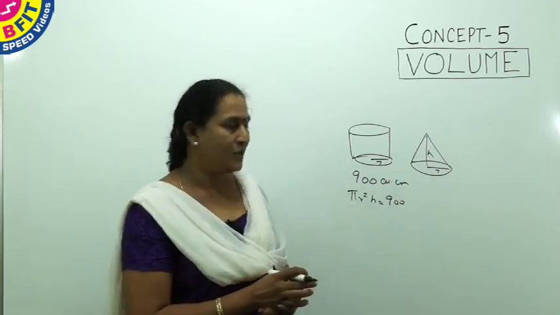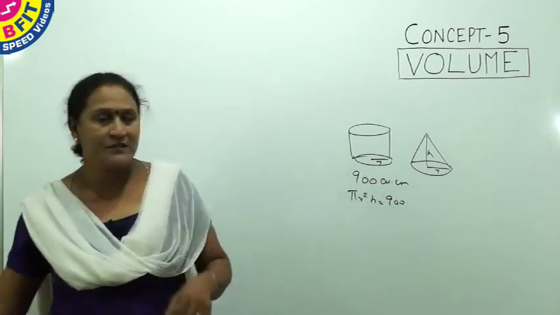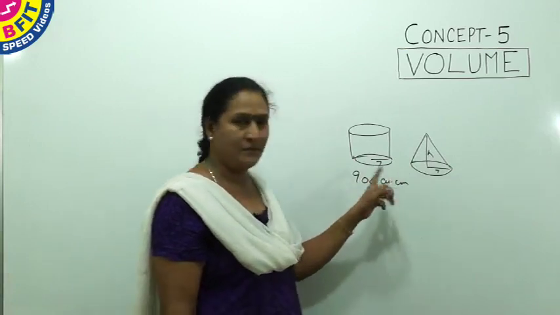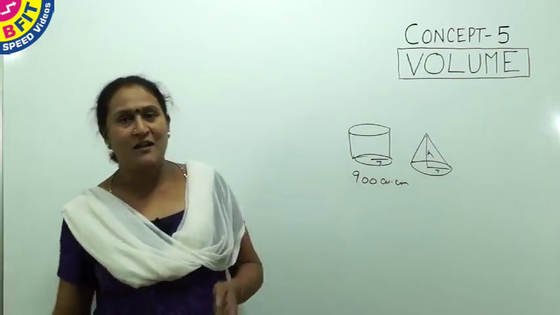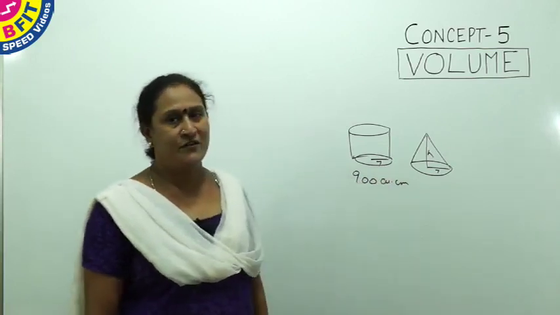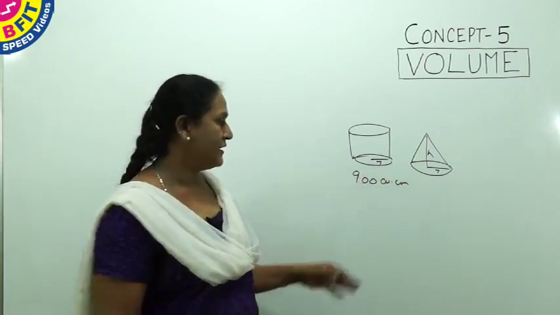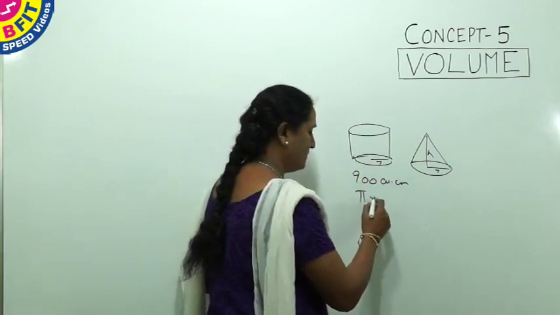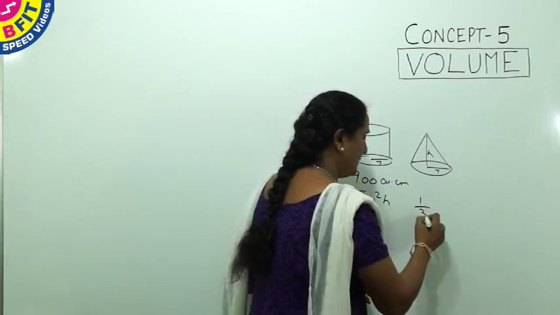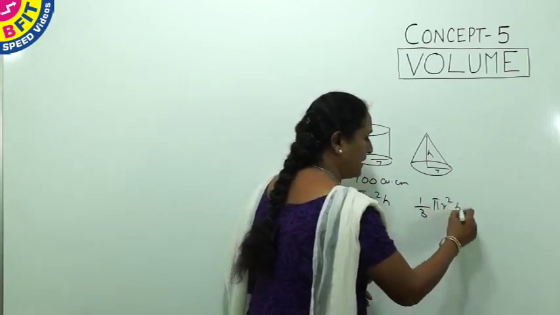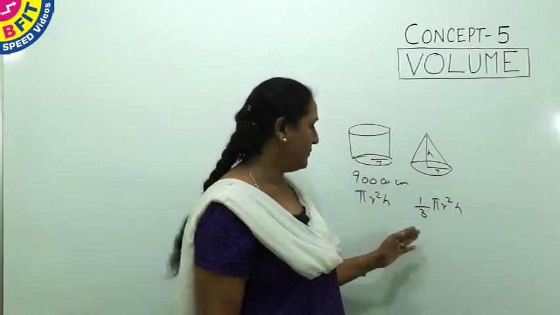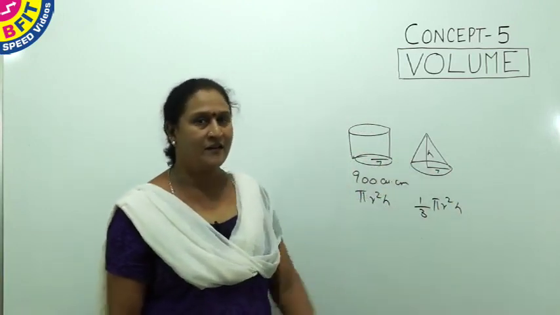But instead of doing all this, whenever the volume of a cylinder is given and the volume of a cone is asked which has the same radius and height, what will be the answer? It is 1/3 the volume of the cylinder. The volume of a cylinder is pi r square h, and the volume of a cone is 1/3 pi r square h. So if this is 900, the volume of the cone will be 1/3 of 900, 300 is the answer.